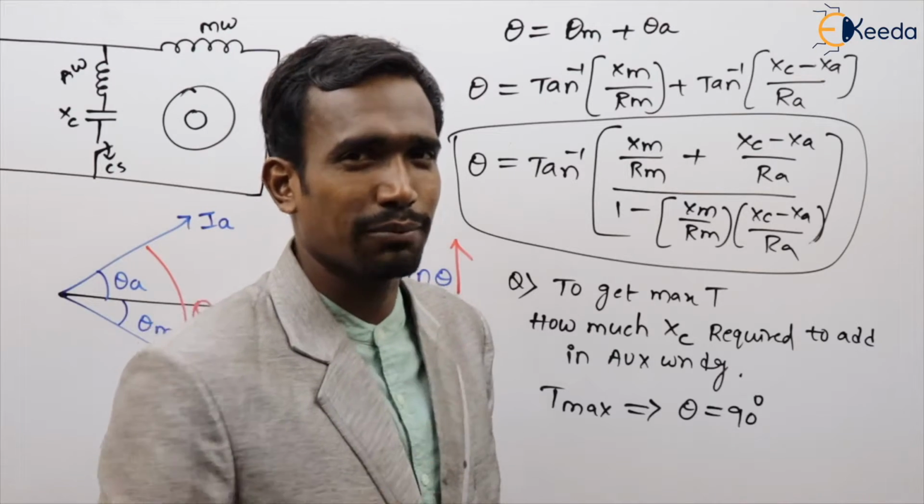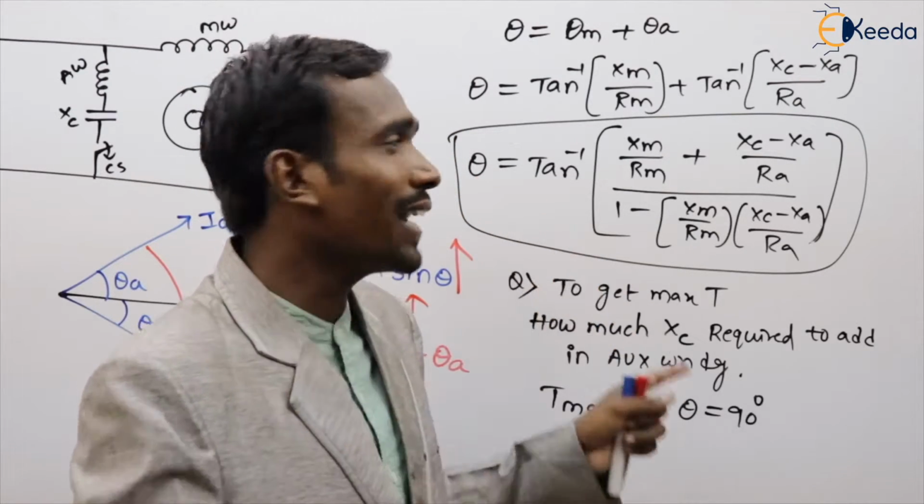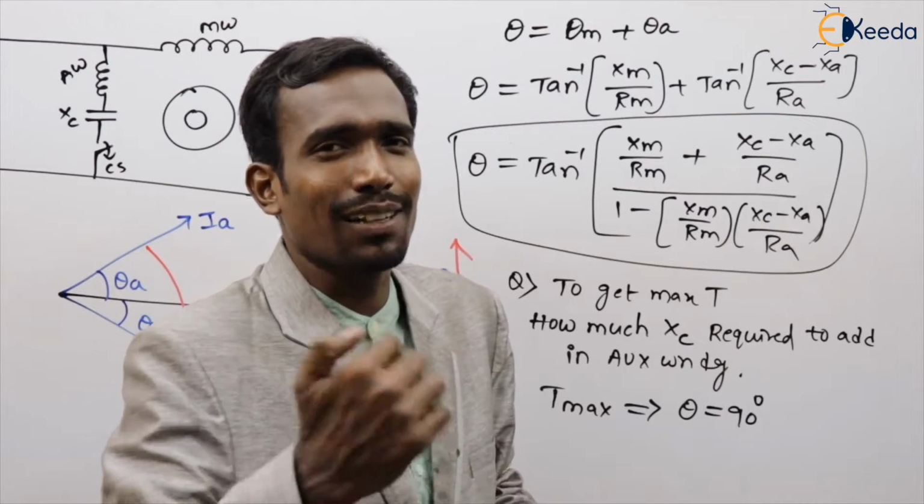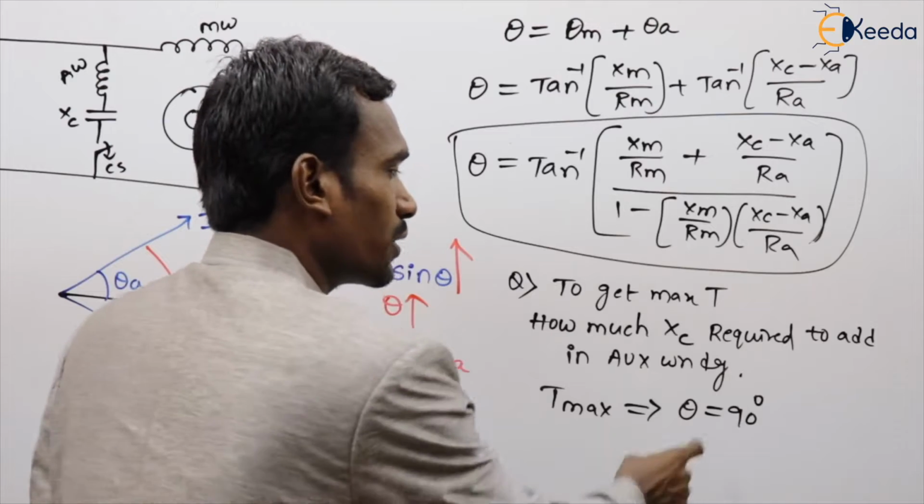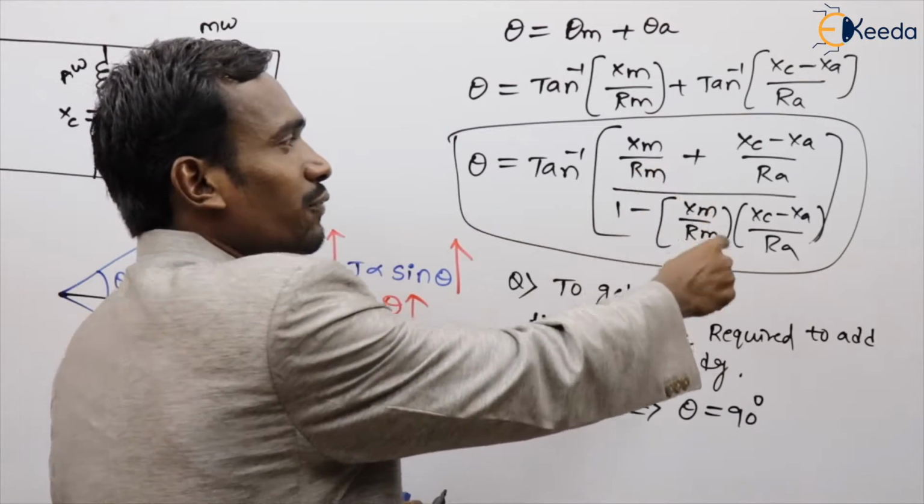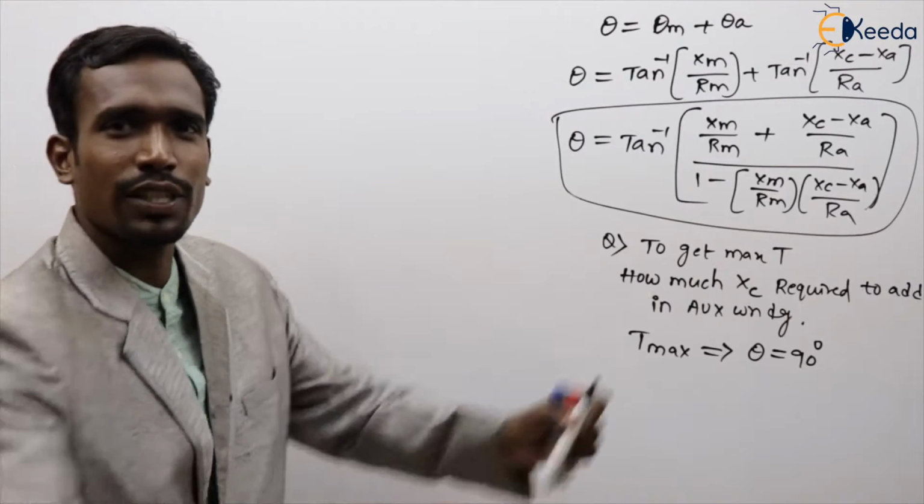Now this is your time. Substitute theta equals 90 degrees, find out the XC value and tell me. Hold the video and do it. Now fast, do it. Yes, have you done?